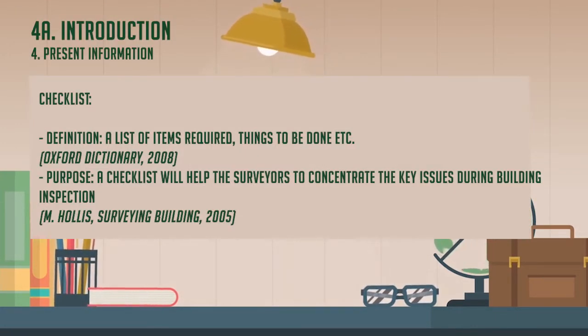We move to the introduction. First and foremost, what are checklists? According to Oxford Dictionary 2008, a checklist was defined as a list of items required, things to be done, etc. How about the purpose of doing a checklist? According to Malcolm Hollis in Surveying Buildings 2005, a checklist will help surveyors concentrate on the key issues during building inspection.